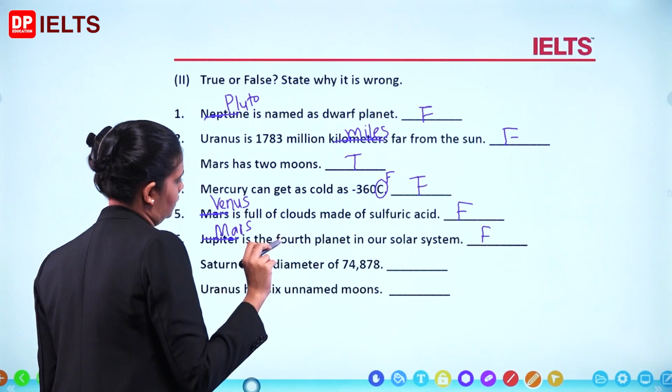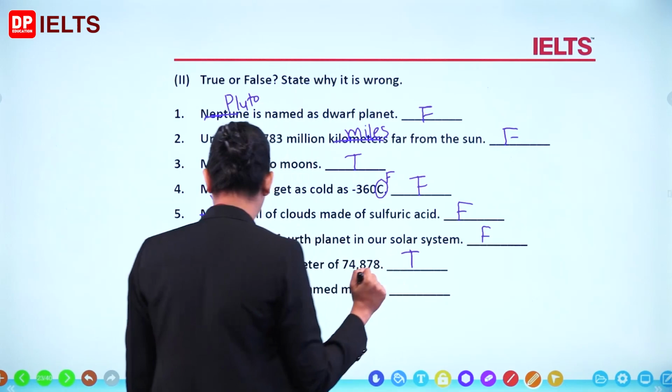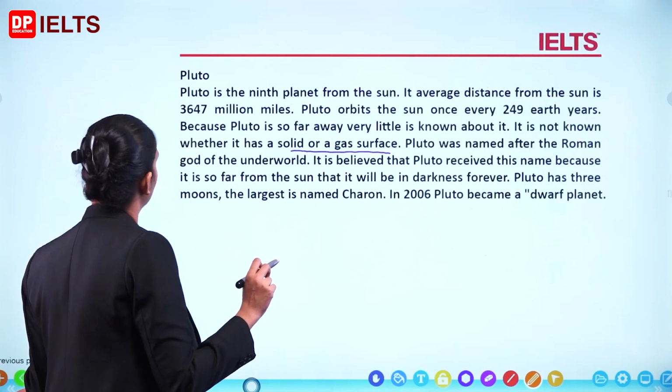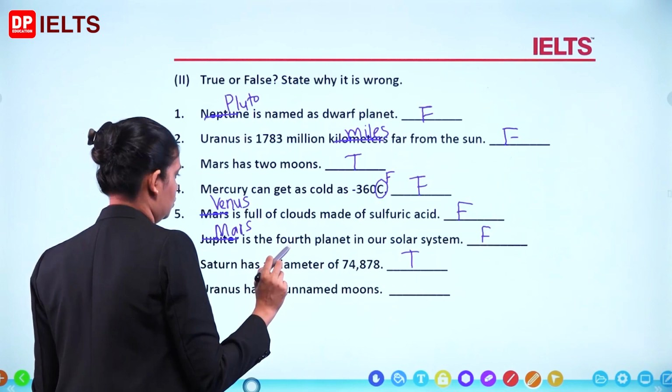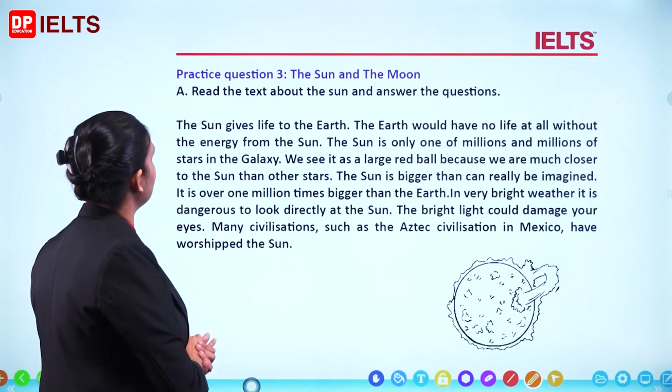74,878 miles. So that is true. Uranus has six unnamed moons. Let's go and see Uranus. 21 moons and six unnamed ones. So that is also true. Right. Okay. So moving on into the next one.